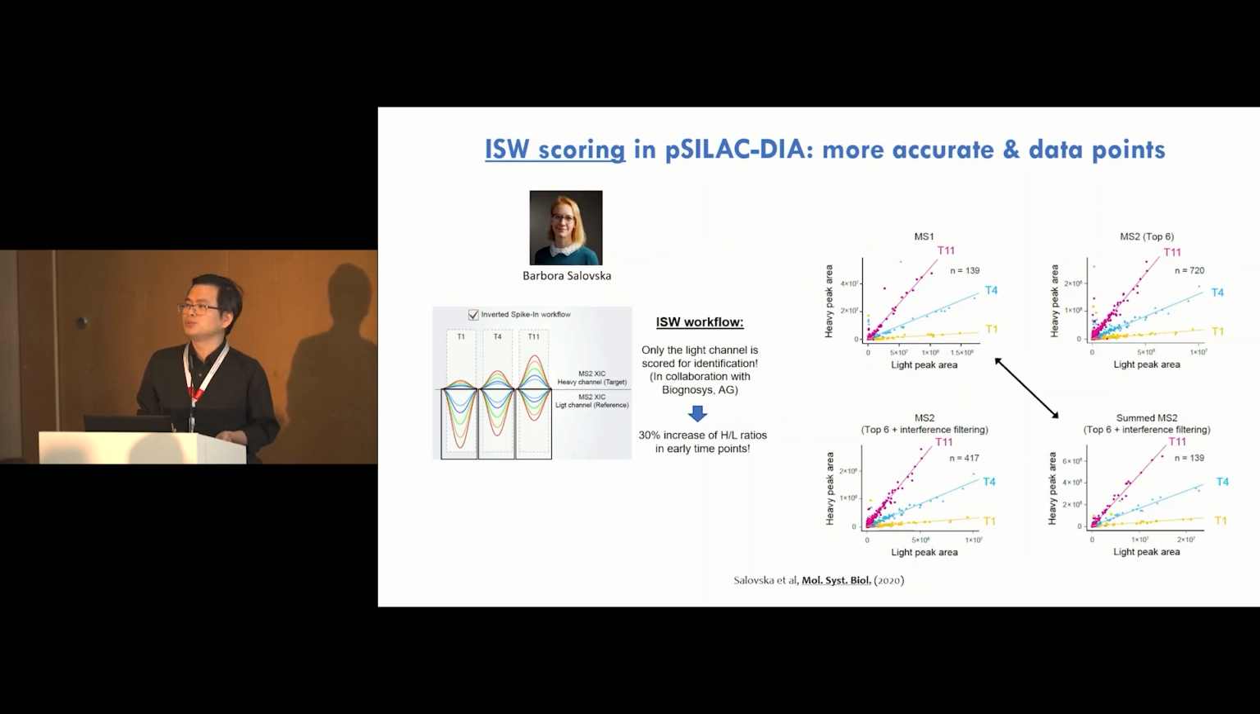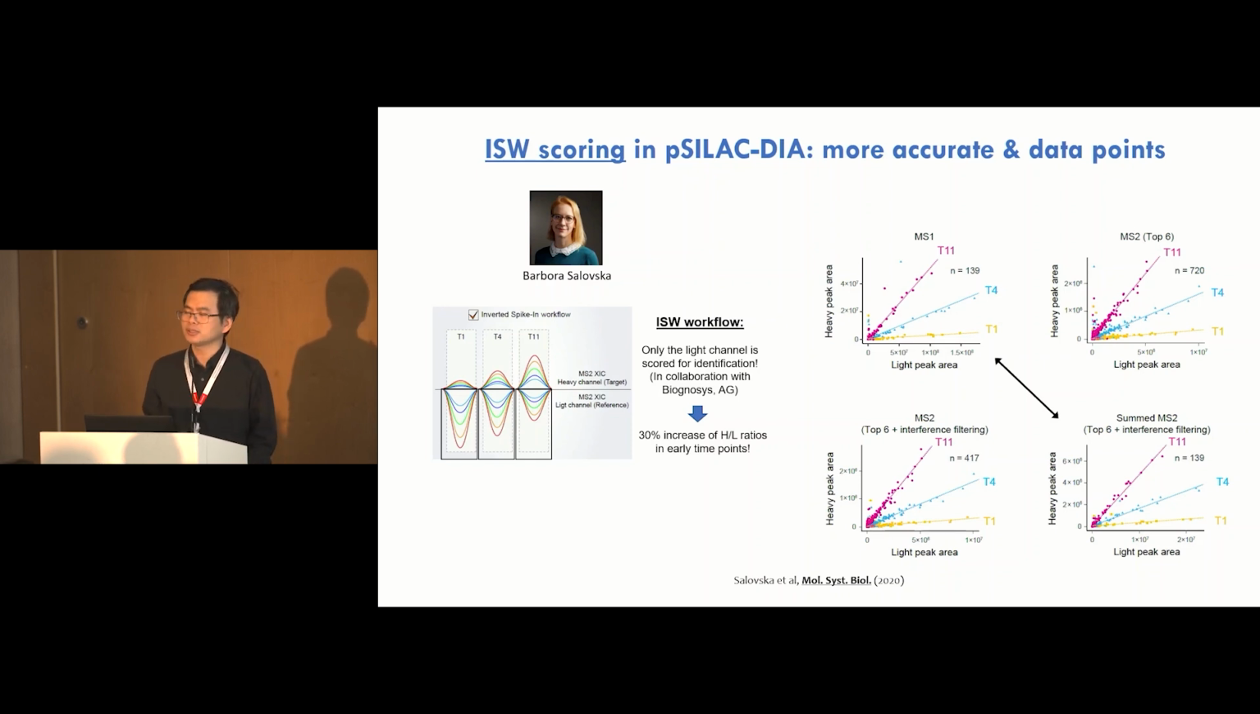ISW is actually not new, for those older colleagues who know the history. In the older days, when the synthesis of heavy peptides could be quite expensive, people tended to synthesize the light peptide and then spike the light peptide into the heavy labeled human proteome samples. Then the light peptides are used for identification only, and the heavy and light ratios are used for quantification. We reasoned that in the pulse-like experiment, especially in the early time points, the light channels are always higher than the heavy channels for most proteins. Therefore, we could directly import the ISW workflow or the scoring into this data set.